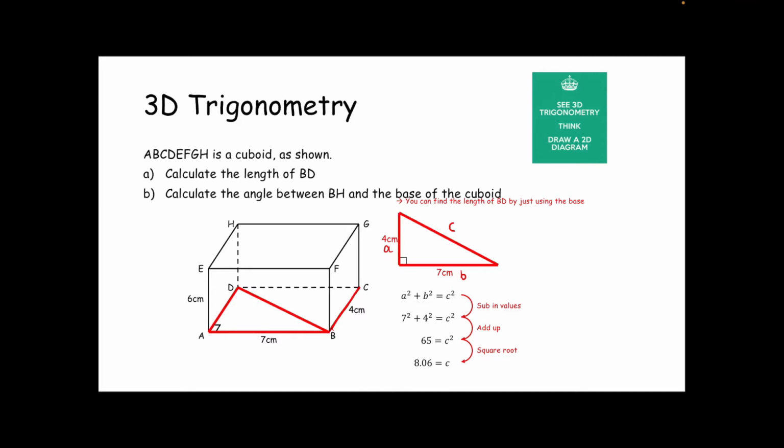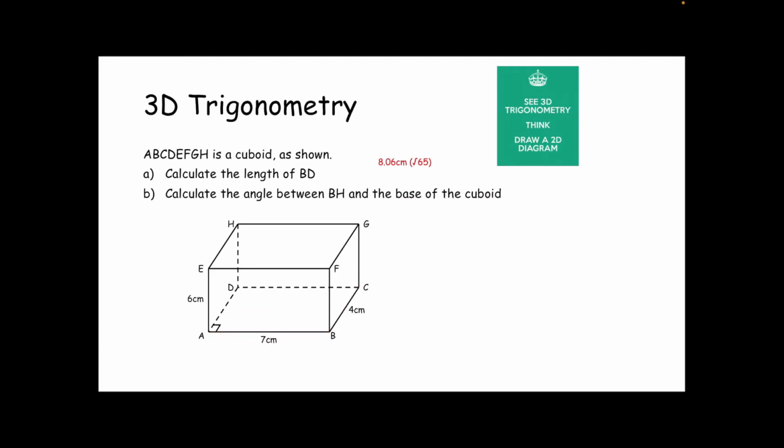Anytime that you're looking at a 3D diagram, draw it as a 2D shape. Most of the time, you'll be looking at a right angle triangle. So in this case, we're going to be using Pythagoras, or SOH CAH TOA. Okay, let's look at part B. Calculate the angle between BH and the base of the cuboid.